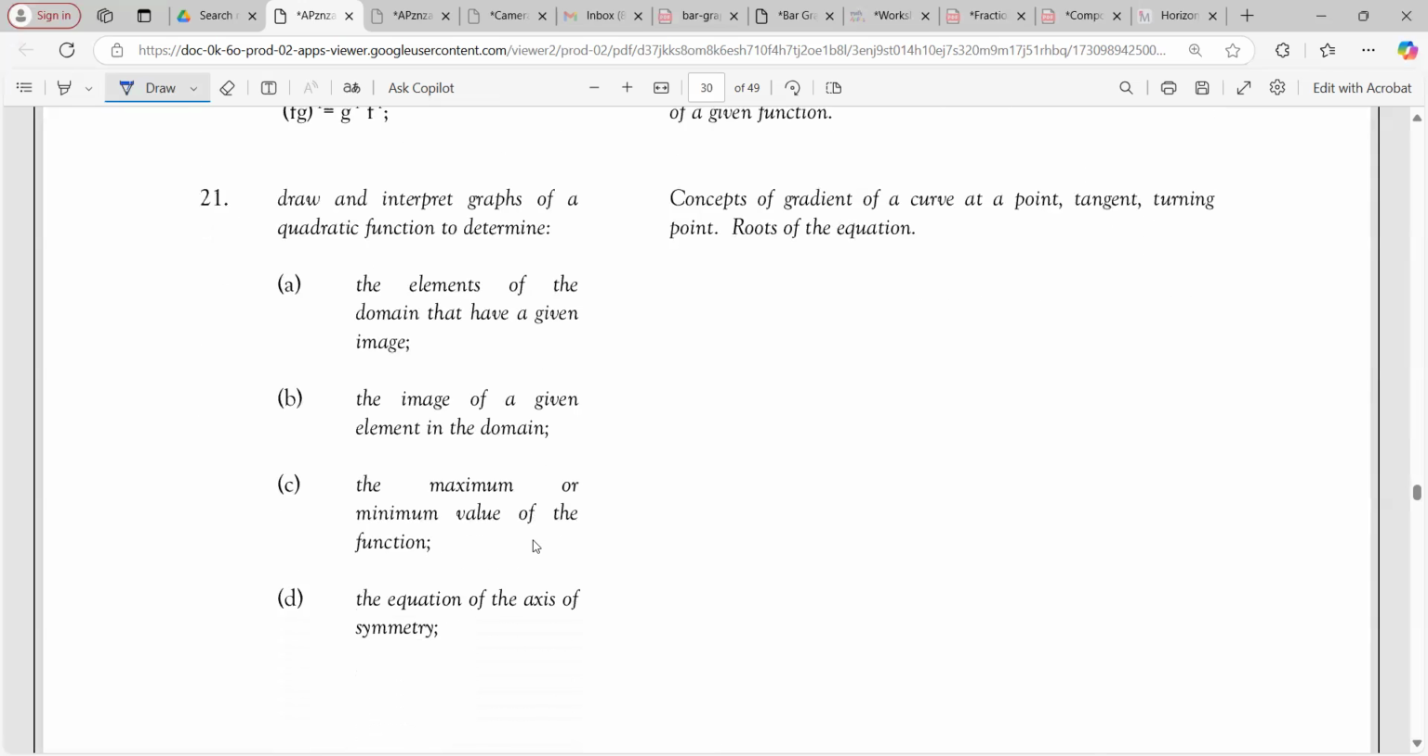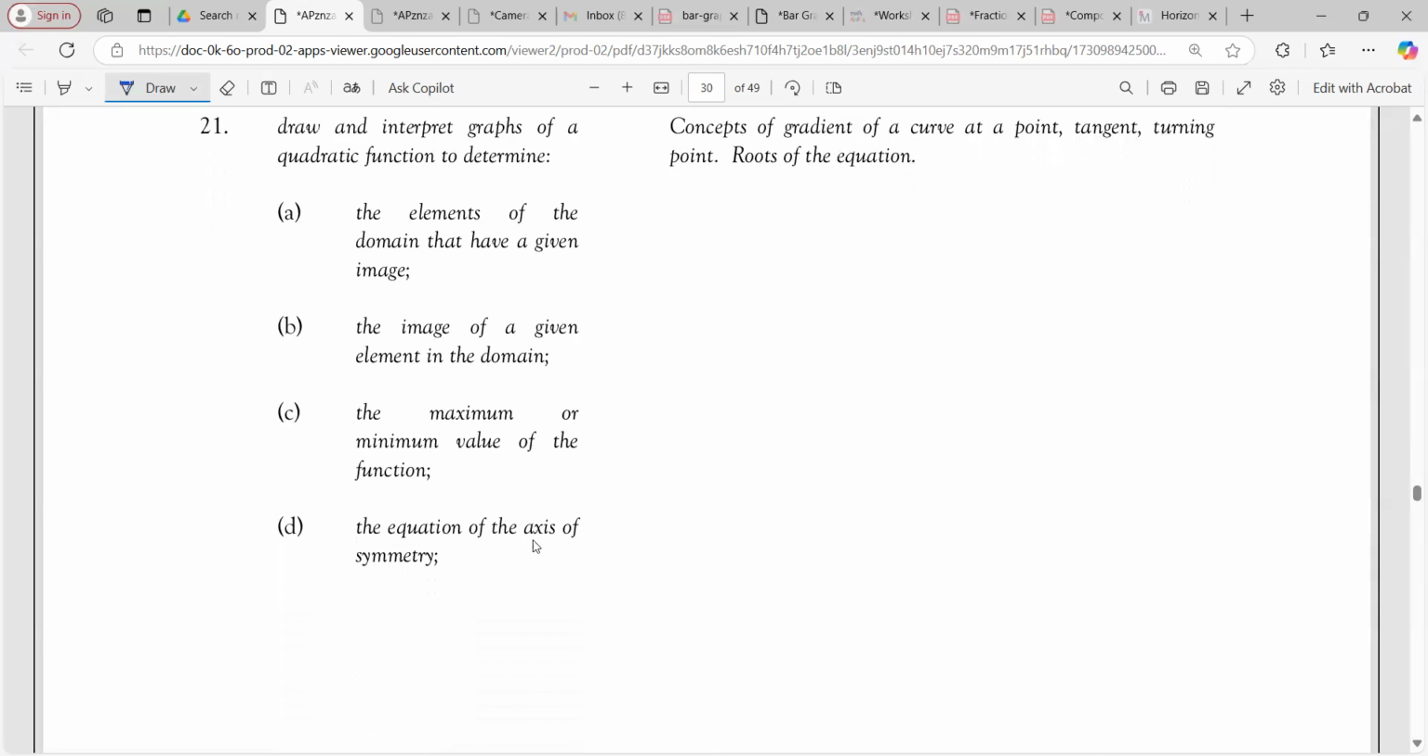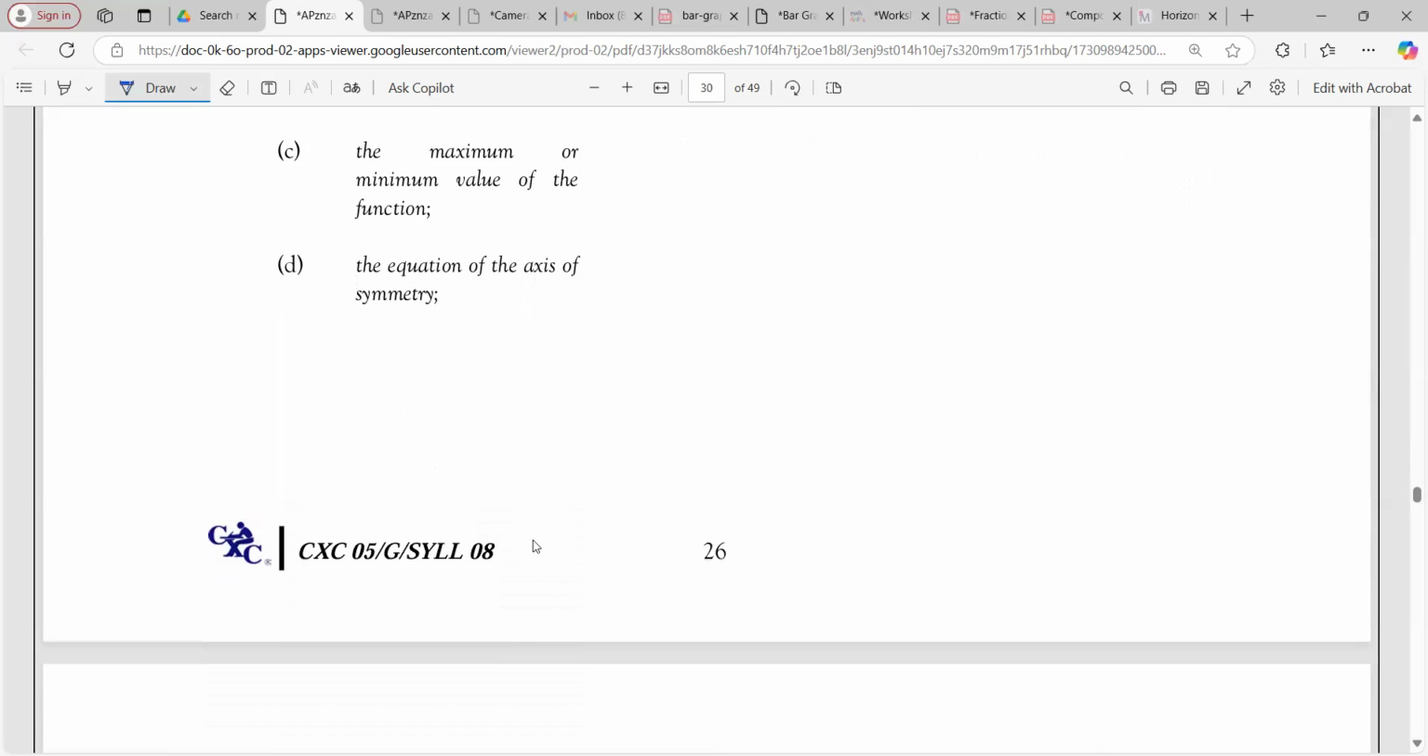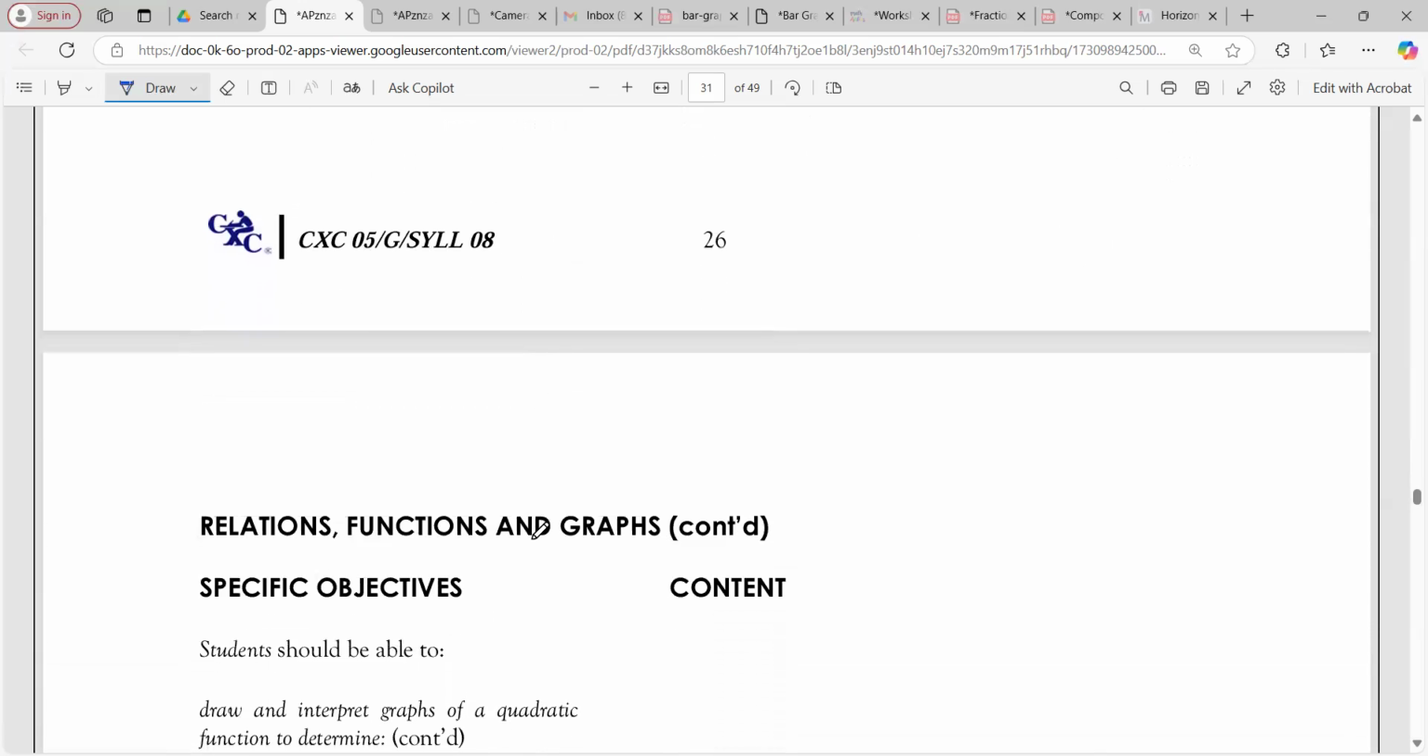We must be able to find the elements of the domain that have a given image, all of that, the equation of the axis of symmetry, all right? I'm currently doing that in my class at grade level.